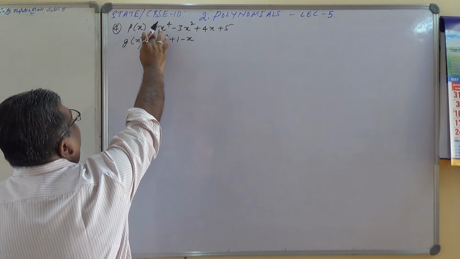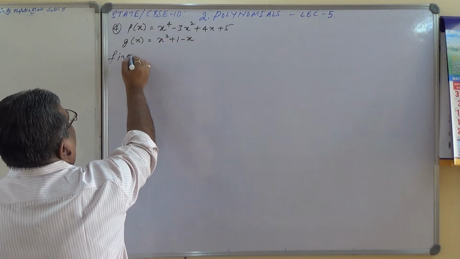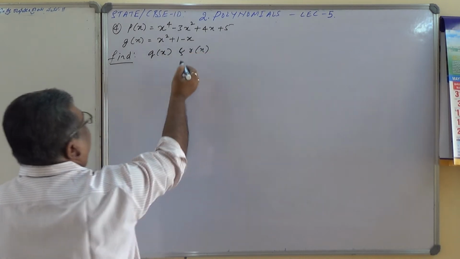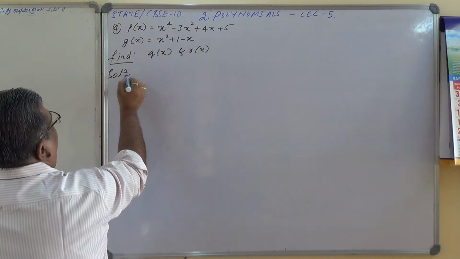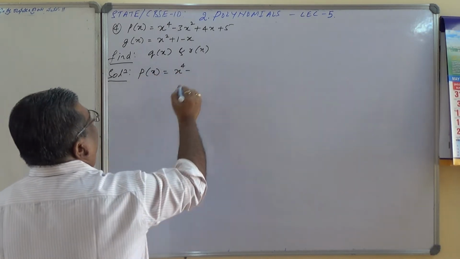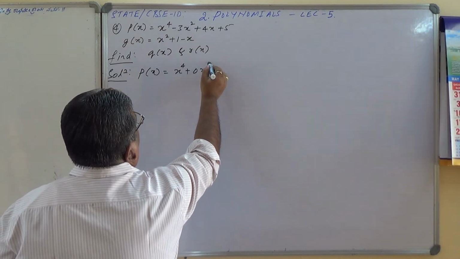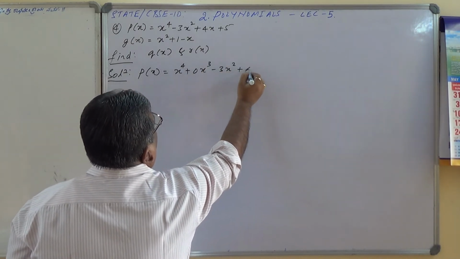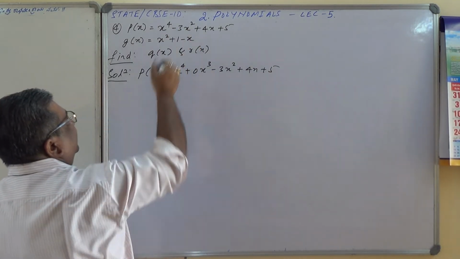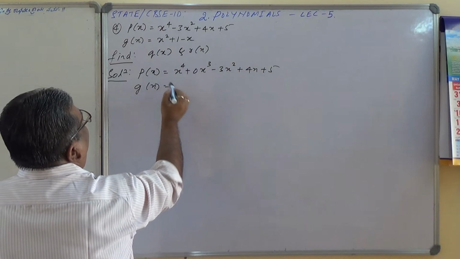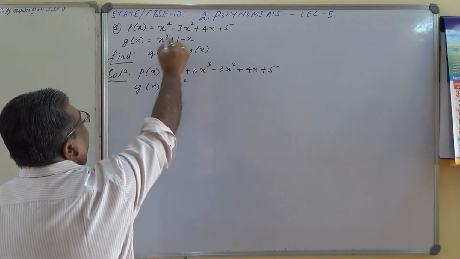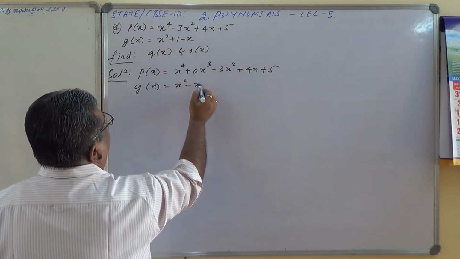What is the question asked here? We have to find q of x and r of x, quotient and remainder. Solution. First let me write p of x. P of x is equal to x to the power 4 plus 0 x cube minus 3x square plus 4x plus 5. I have introduced 0 x cube here because x cube is missing, and g of x is equal to x square minus x plus 1. In the decreasing order of the power, x square minus x plus 1.